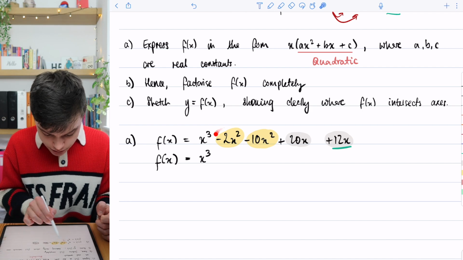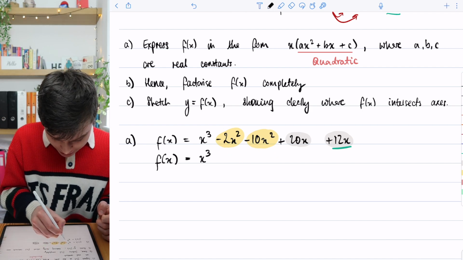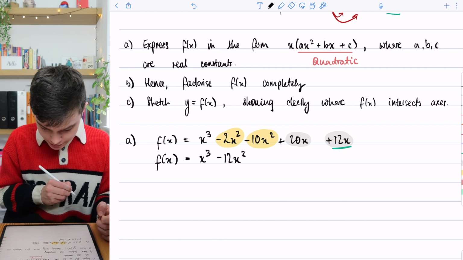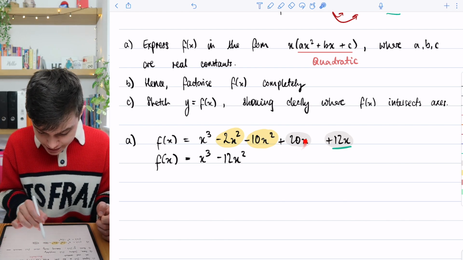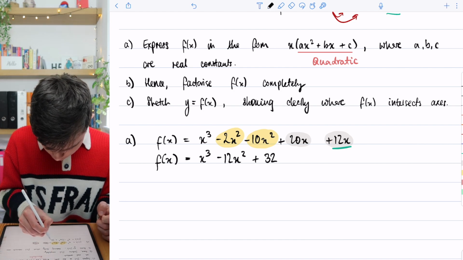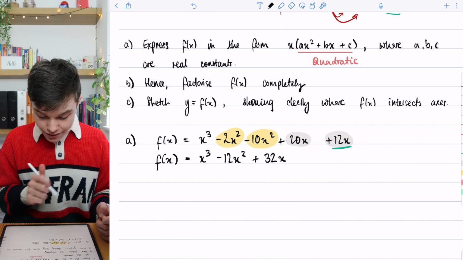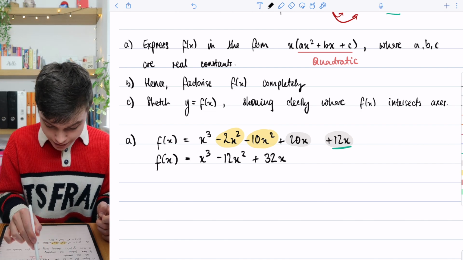The x squared terms, we've got minus 2 and another minus 10. That will give me minus 12x squared. And then here we've got 20 and then another 12. That will give me plus 32x. Okay? Then what I need to do is write that in this form here.